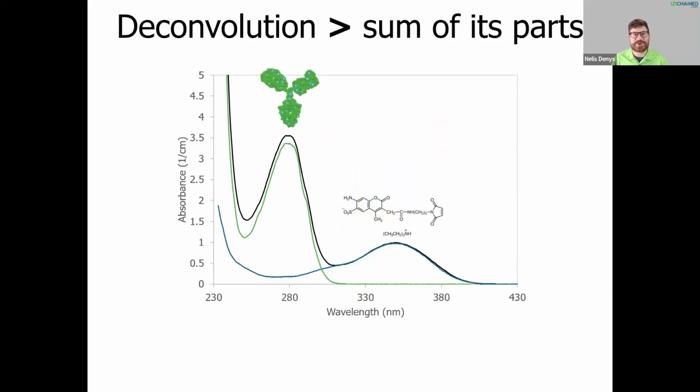So as mentioned earlier, the software allows you to see so much more than just an absorbance spectrum. You can easily define that your sample has this antibody and this specific label, in this case, the Alexa maleimide. And it will deconvolute the measured spectrum into the contribution of the different components, allowing you to quantify both and get the drug antibody ratio.